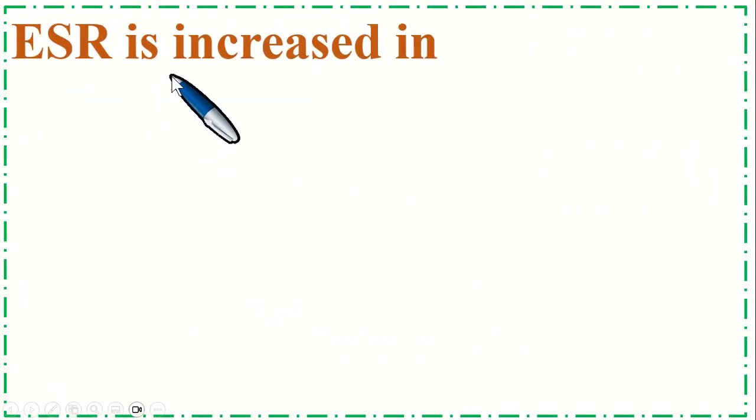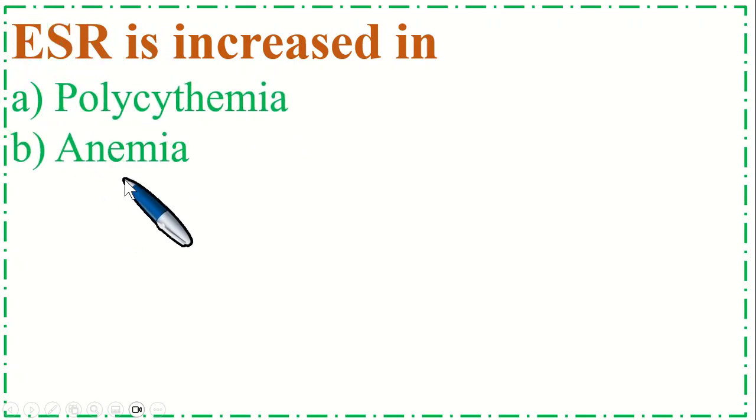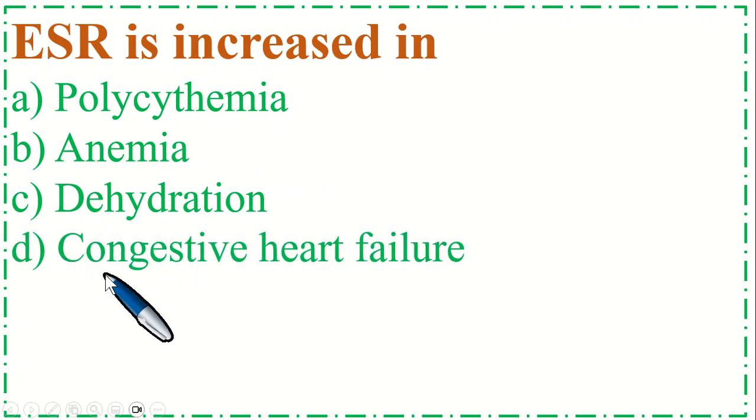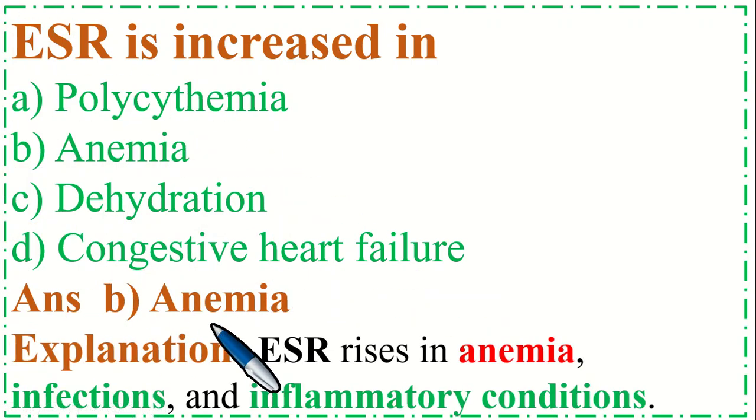ESR erythrocyte sedimentation rate is increased in option A polycythemia, option B anemia, C dehydration, and option D congestive heart failure. So the correct option is B anemia. ESR raises in anemia, which is due to infections and inflammatory conditions.